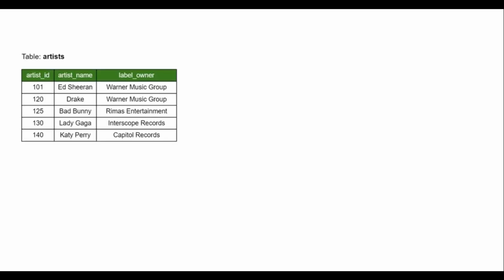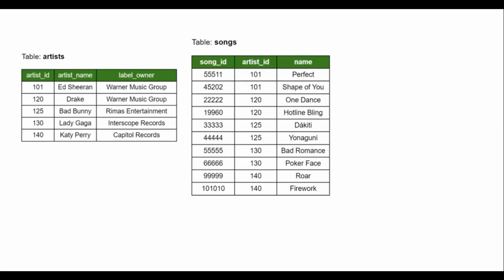So we are given the artist table over here. It contains information about artists, including their unique IDs, that is artist ID, names, which is nothing but the artist name, and the music label they are with. The second table is the songs table, which contains song details like song ID, artist ID, which links to the artist who created the song, and the song's name.